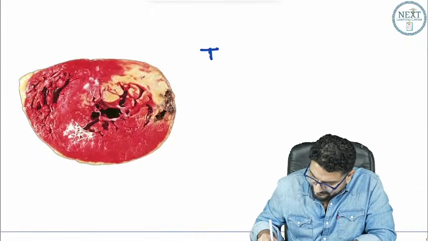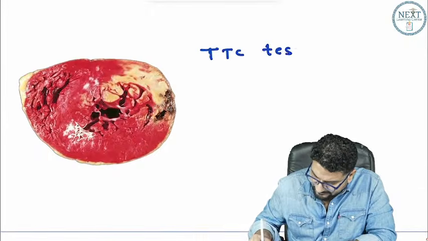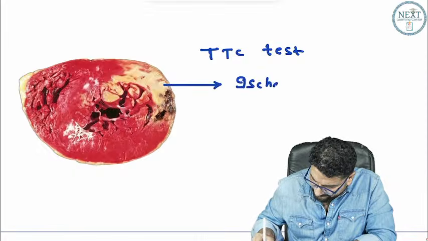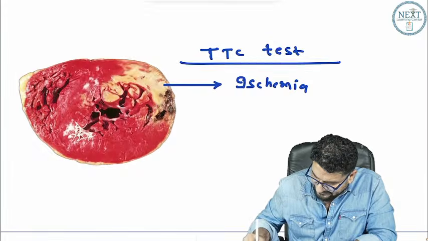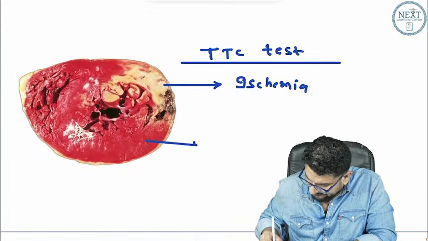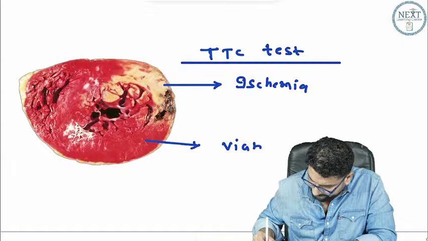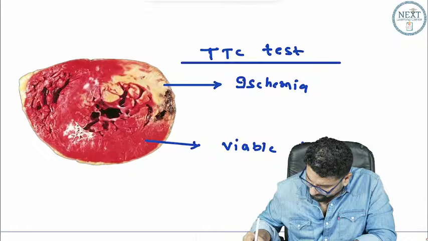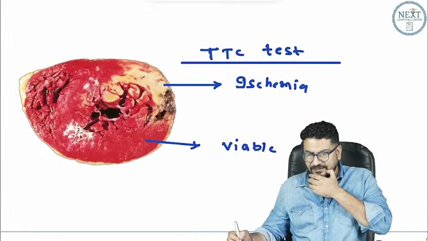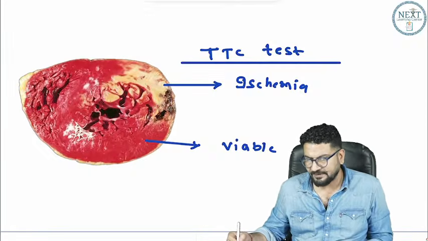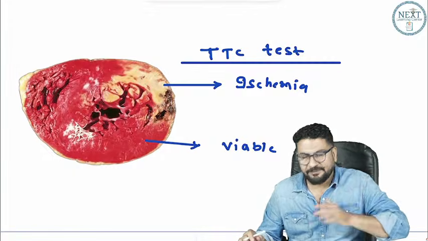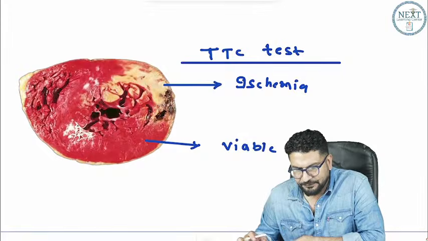So this is TTC test. I am adding all the image based questions here. Look at the screen. TTC test. You can see this is pale yellow color, this is ischemia area. And this brick red, you can see, is viable tissue. What do we call this? Triphenyl tetrazolium chloride test. Right? TTC test. So this image also came in exam sometimes. Sometimes they ask you the image, sometimes they ask you the theory.